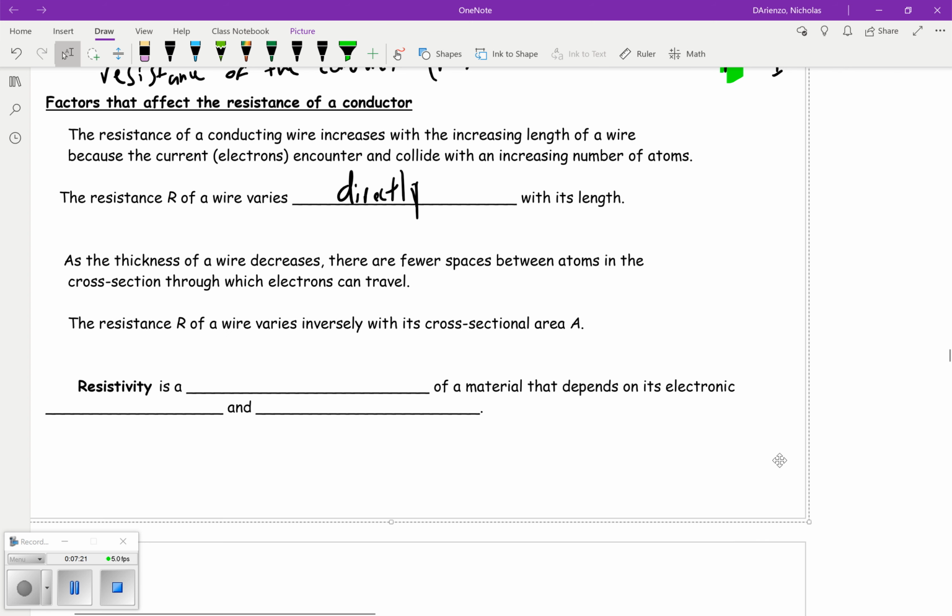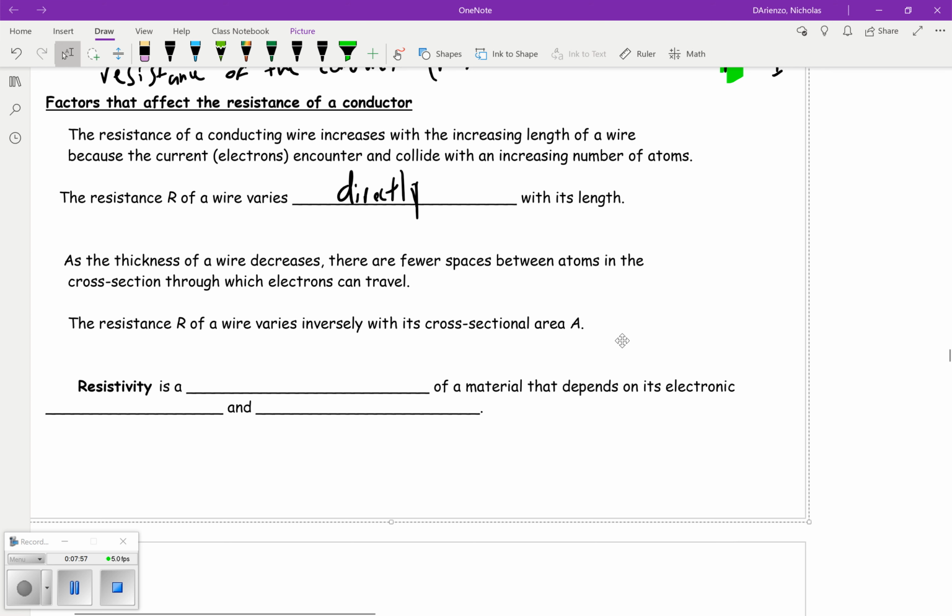Now, another factor that's going to affect the resistance of our wire here is the thickness of the wire. As the thickness of the wire decreases, there's fewer spaces between the atoms for those electrons to pass through. That's if we're looking at the cross section, or down the wire through which the electrons are traveling, kind of like looking down a tunnel. The narrower that tunnel, the greater the chance for collisions occurring. The bigger the tunnel is, the less chance for collisions occurring.